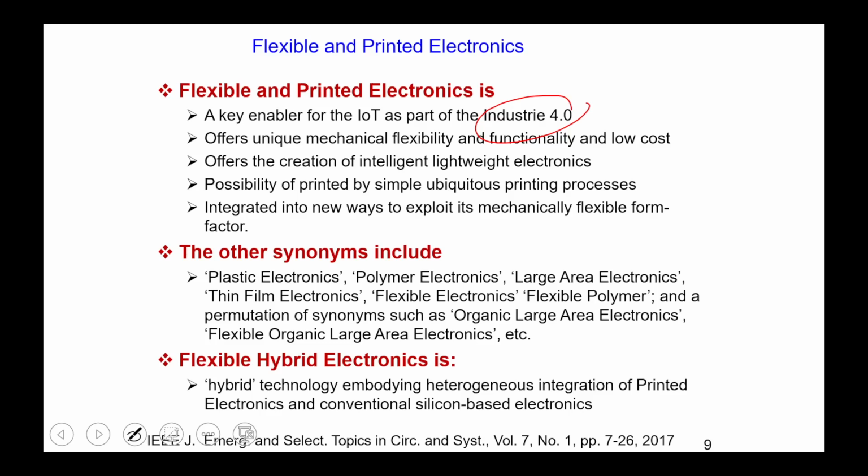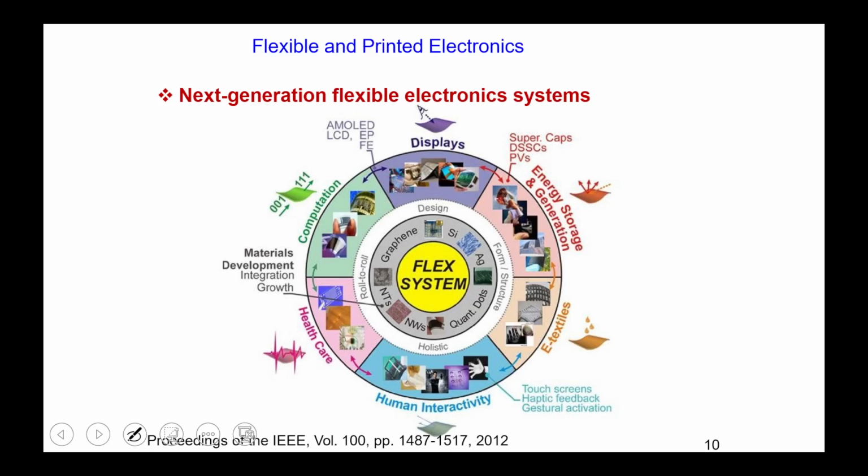Other synonyms include plastic electronics, polymer electronics, large area electronics, thin film electronics, flexible electronics. These are the other names for organic large area electronics. We also use flexible hybrid electronics, which integrate flexible devices with conventional silicon-based devices. So we can make a hybrid structure or hybrid integration of the system in that case. These are the flexible and printed electronics.